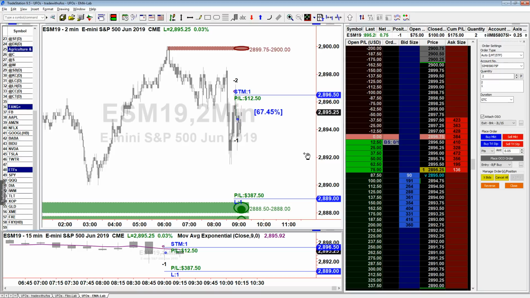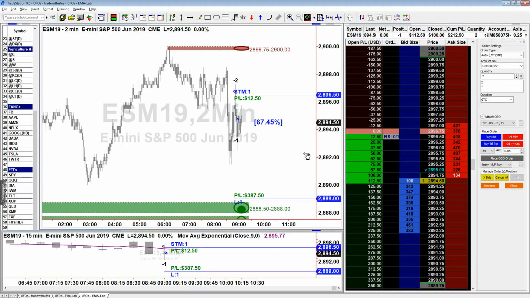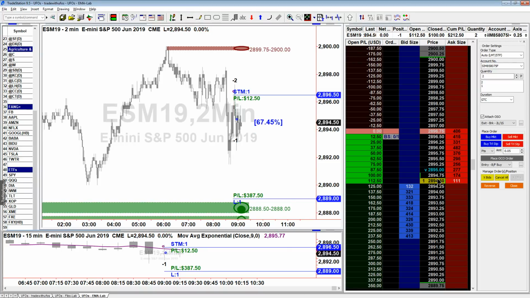If no UFOs form and the market falls like a rock, the moment it gets to 300, or if you're using a different size, you will not see 300, but you would see the market hitting 2890.75. So if the market gets to 2890.75, move the stop to 2894.75, and then just wait until you get to your final target.